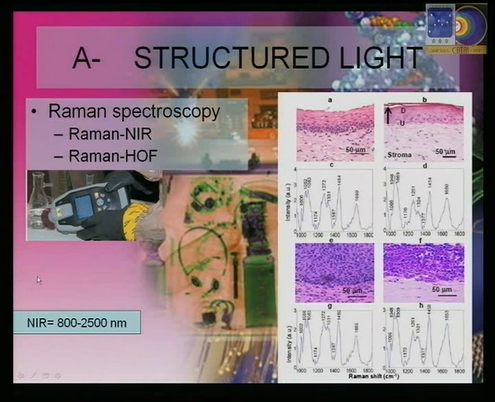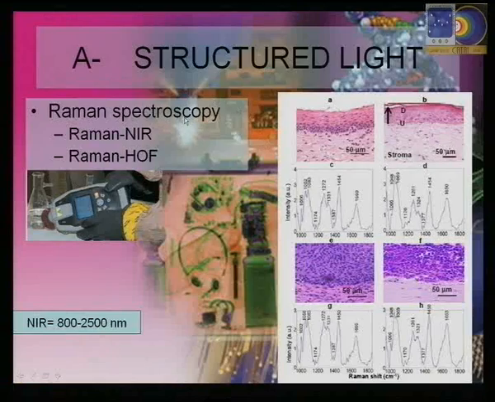Another non-imaging technique that is spectroscopic, and that has been pointed out already by Konstantinos Pistris, because he's very much interested in combining Raman spectroscopy with optical coherence tomography. You have two types of Raman spectroscopy, the near-infrared and the near-infrared associated with a very high-quality fiber, a hollow fiber in which there is no scattering inside of the fiber, and therefore the quality and the sensitivity and the signal-to-noise ratio is very high.